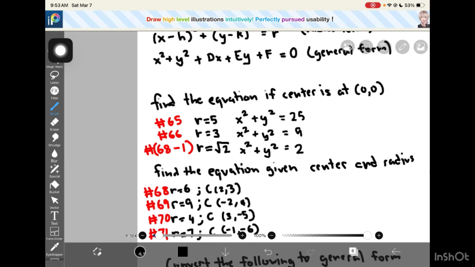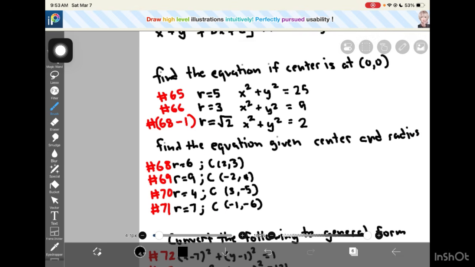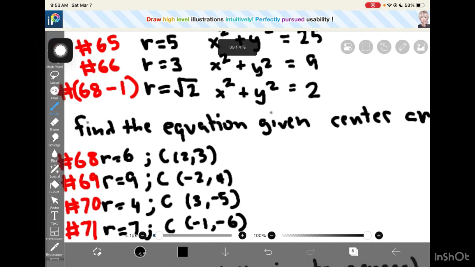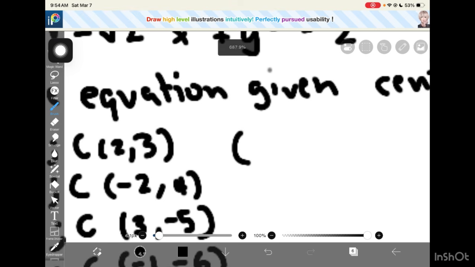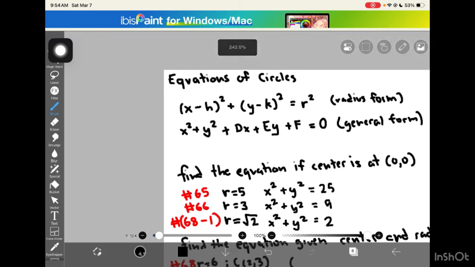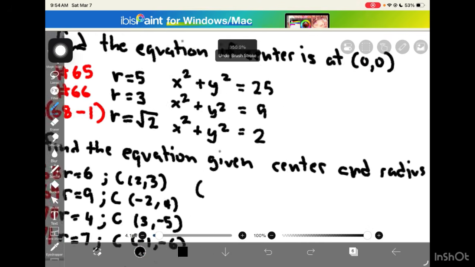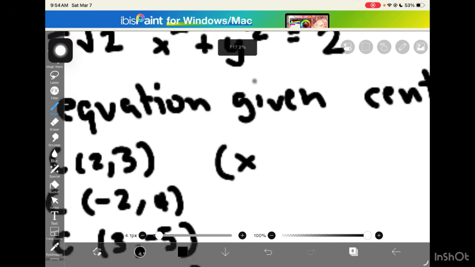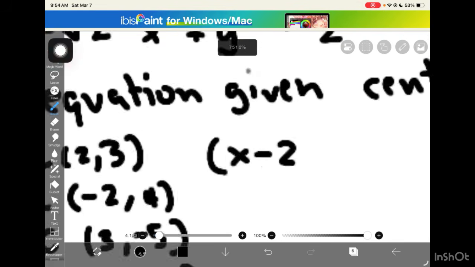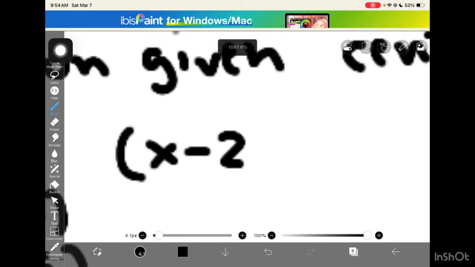Now what if we're given a radius and a center? Okay, it's a bit more complicated, so I'll slow down on number 68. So first and foremost, we have the center as 2 and 3. So remember, for these ones in the parentheses equated to 0. So we have x equals 2. So to equate it to 0, we must put x minus 2, so that when we put it inside, it still results in 0.